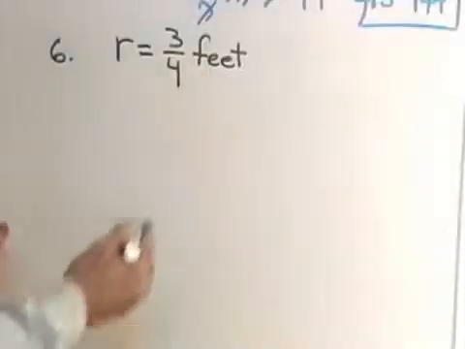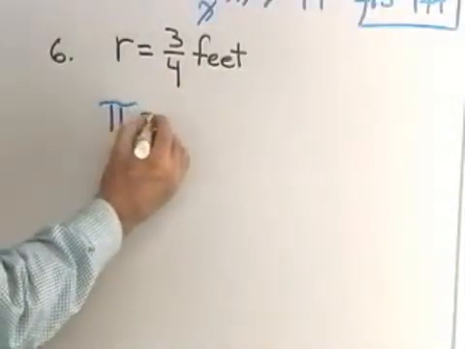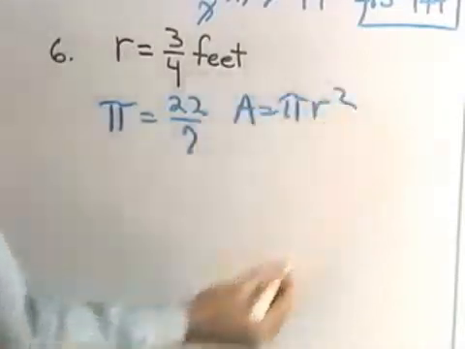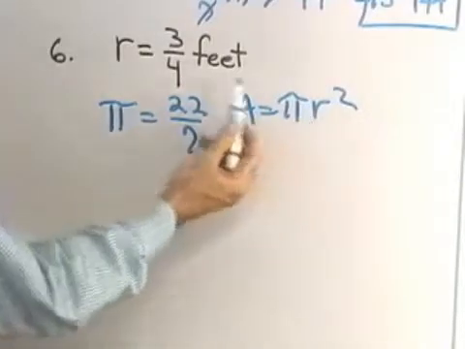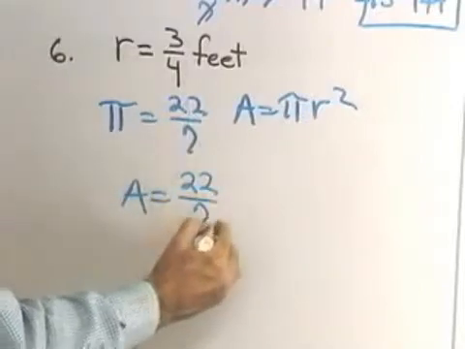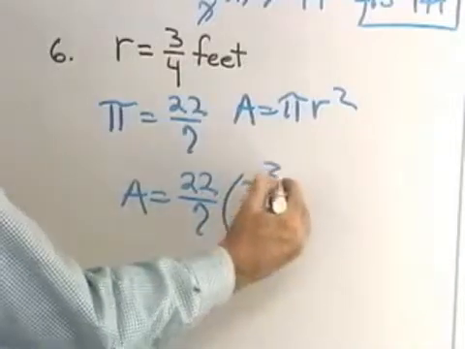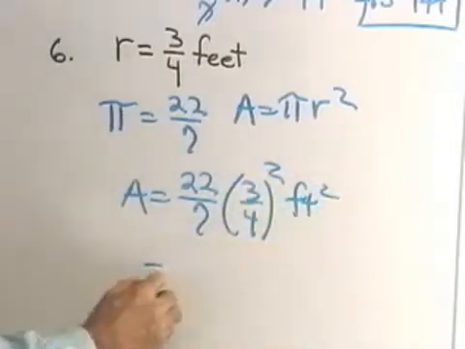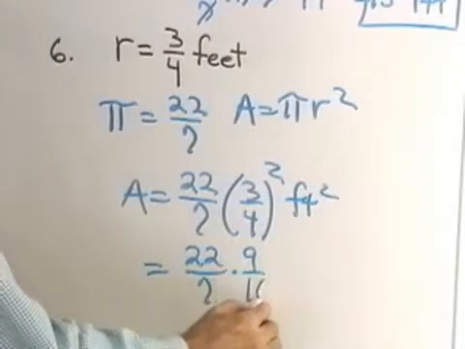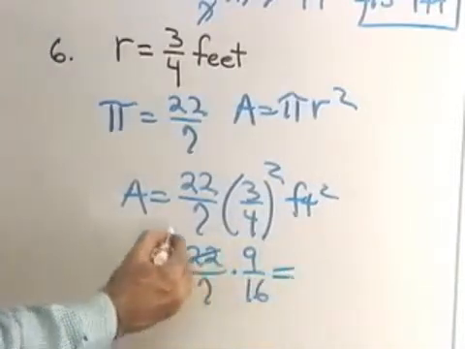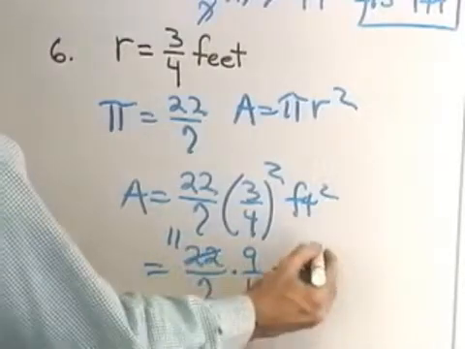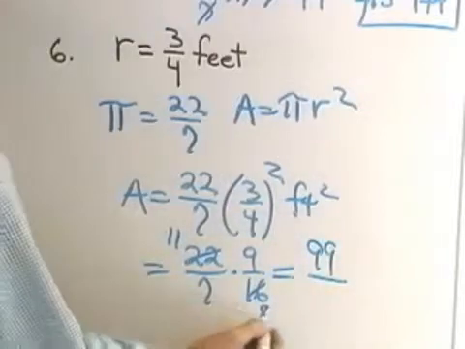Let's try another one. R is equal to 3/4 of a foot. Pi is equal to 22/7. And the area is equal to pi r squared. So I'll substitute both this value and this value into this formula, and I end up with A is equal to 22/7 times 3/4 squared, and then I'll just put my feet squared on the outside. So 22/7 times, let's see, 3 squared is 9/16. And what have I got here? A common factor of 2, so that's 11, and 8 divides in there. Anything else? No. So 11 times 9 is 99, and then 8 times 7 is 56.